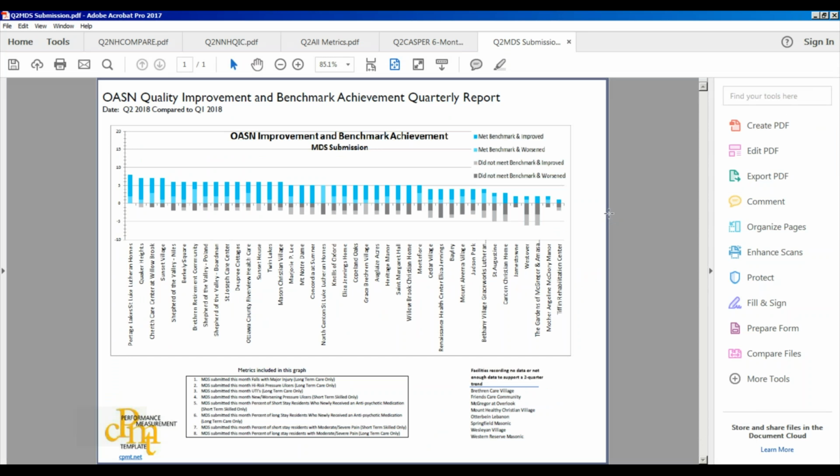So here lies a more lengthy list at the bottom where the title says these are facilities recording no data or not enough data to support a 2-quarter trend. Chances are, if your name is in there, you probably did not decide to do MDS submission, or you're too soon in the process to get a full 2 quarters. And that's just what I wanted to make sure to illustrate.